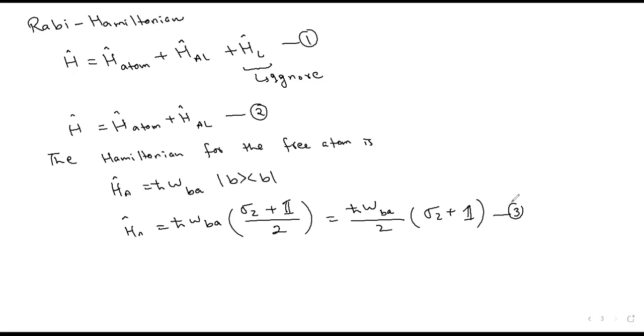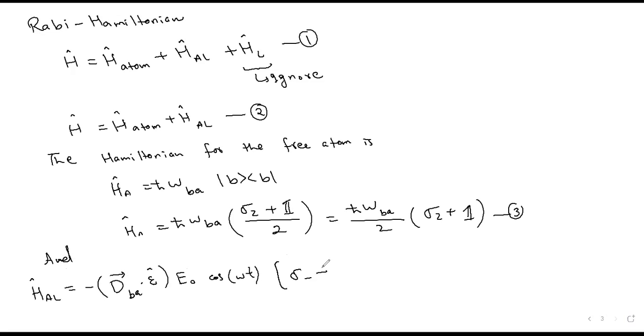And the atom-light interacting Hamiltonian is H A L equals minus polarization vector E naught cos of omega t times sigma minus plus sigma plus. So let me call this equation number 4.